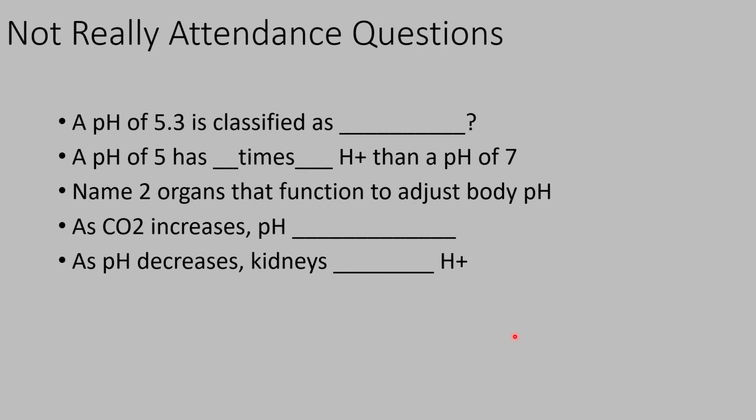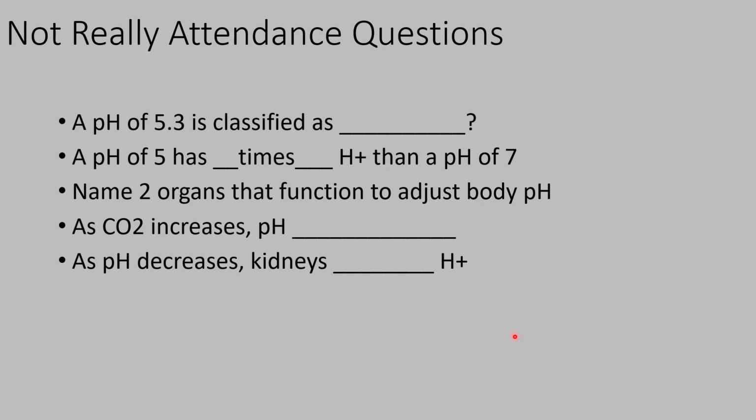As CO2 increases, what happens to pH? Well, remember, as CO2 increases, H plus also increases. And as we just said, as H plus increases, pH decreases. So as CO2 goes up, pH goes down.